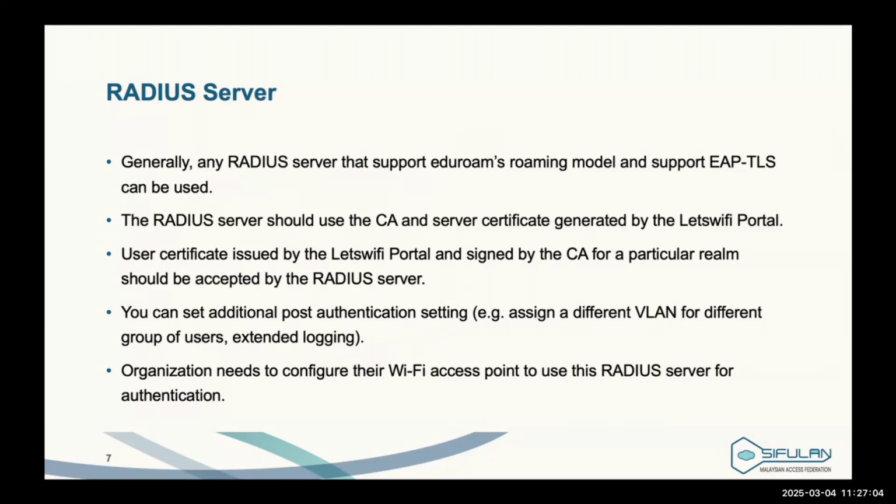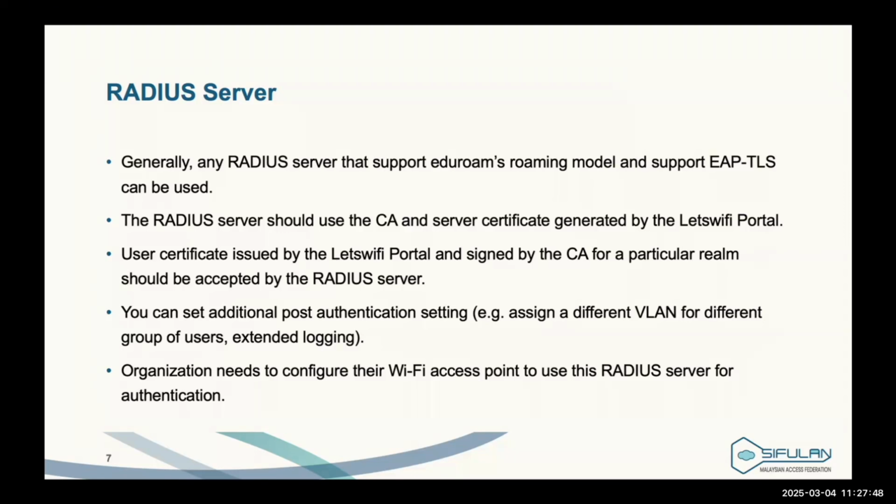And then for the Radius server, we basically just need to set up a Radius server. Any Radius server can be used as long as it supports the Eduroam roaming model, and in our case, we use FreeRADIUS. It also needs to support EAP-TLS as well. The Radius server should use the CA and server certificate generated by the Let's Wi-Fi portal, but this is only for the user authentication. For the outer layer, they can use any production certificate.